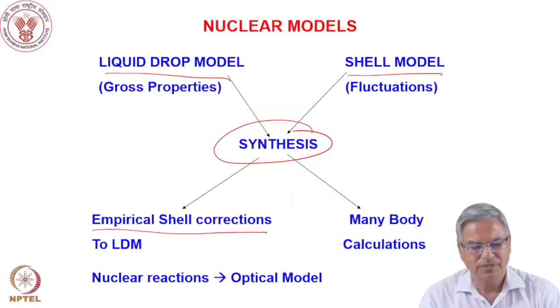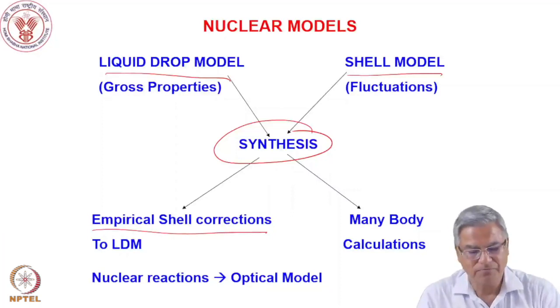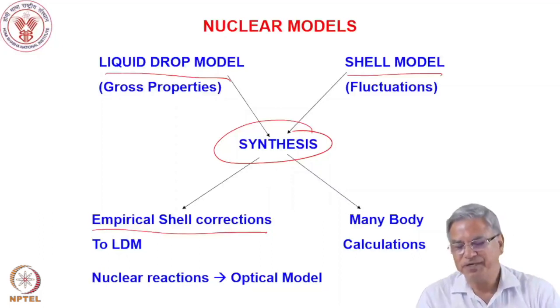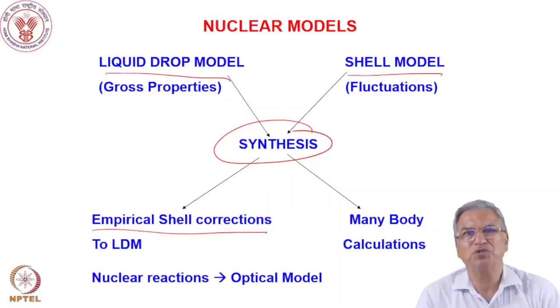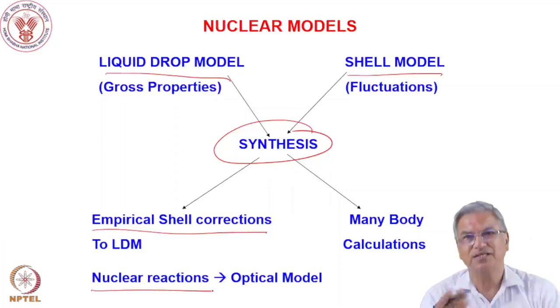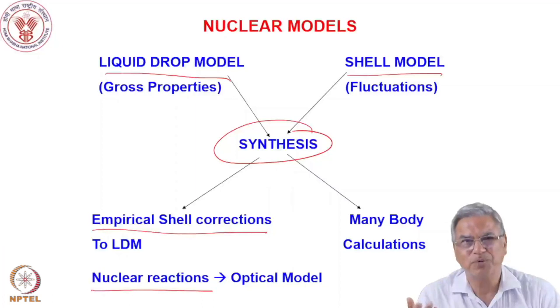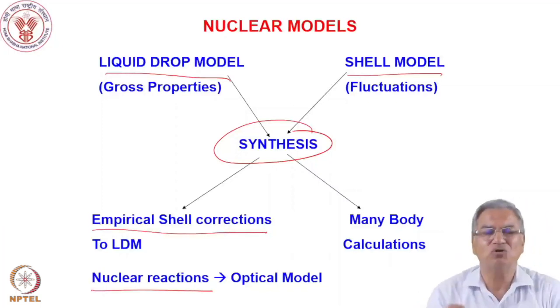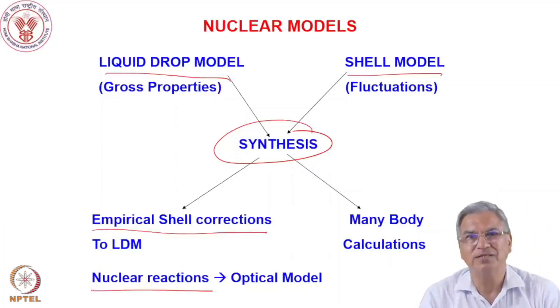The masses of nuclei can be calculated in the empirical models. And there are many-body calculations, where from first principles you can try to calculate the properties of nuclei. So this is with regard to structure and properties. In nuclear reactions, there is another model called the optical model. There are also collective models, which explain the collective properties of nuclei, like rotation, vibration, etc. We will be concentrating only on the liquid drop model and the shell model in this particular course.